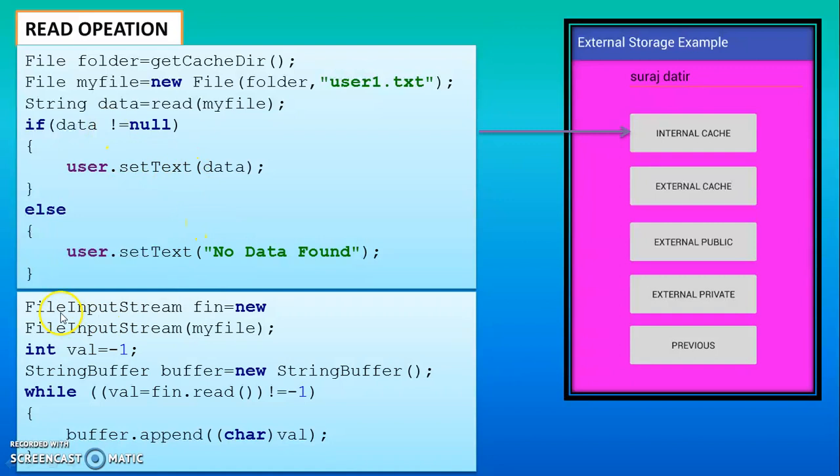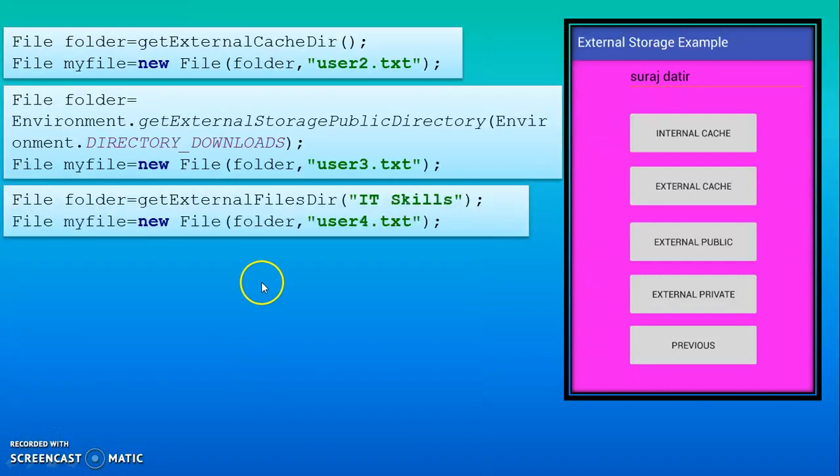Then for the reading operation you use FileInputStream, and this bunch of code we have seen in the previous tutorial. By using a StringBuffer object, data will be stored in the buffer if the data is not null. Then in the same way you have to perform for external cache, external public and external private. Only the method will be different in the File class. Here for external cache, getExternalCacheDir. Then for the third, external public, there is use of getExternalStoragePublicDirectory, and for the fourth one getExternalFilesDir.